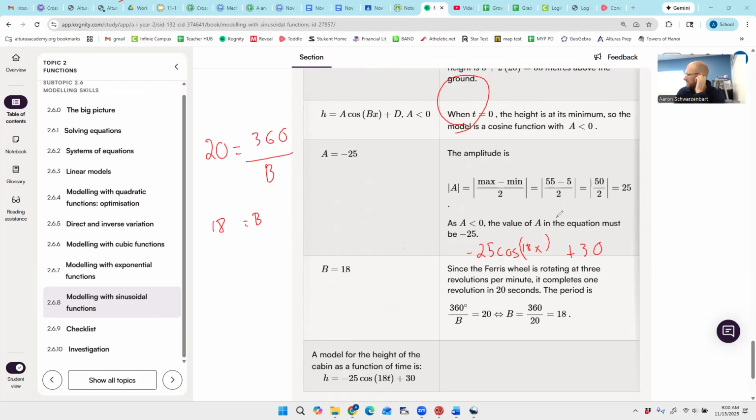That makes sense? So to get B, you divide for the period, revolutions. 360 over B. And that's because they're doing this in degrees. It would be different if you did it in radians, but they like to do these in degrees. I think it's a little weird, but okay, that's the end.